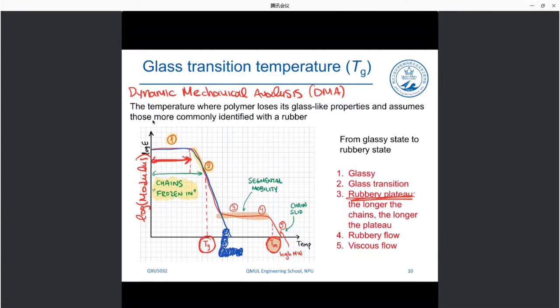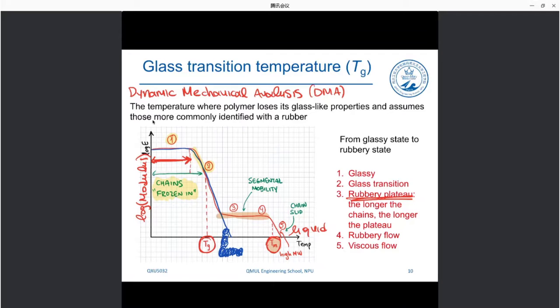And then the more energy we provide, we have this slippage of the chains against each other, and we pass through the melting point, the chains slip against each other, and here we have a liquid material, a liquid state, where we have a viscous flow of our material, okay?